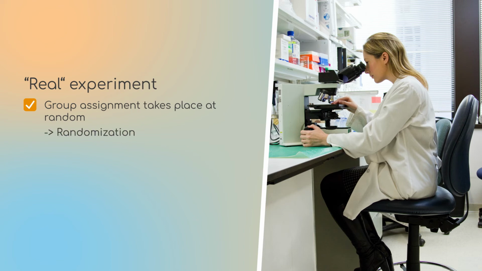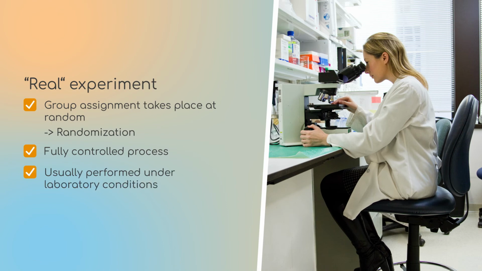What makes an experiment a so-called real experiment is that participants are randomly assigned to the experimental or control group. This process is called randomization. The researcher has complete control over the variables, confounding factors are eliminated, and the results can be readily interpreted. Real experiments usually take place only under laboratory conditions.